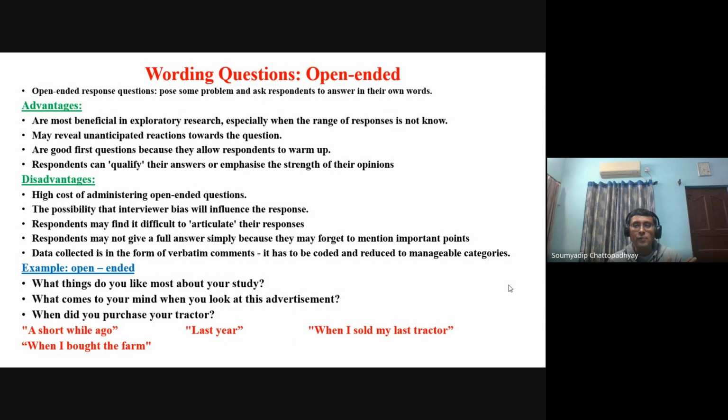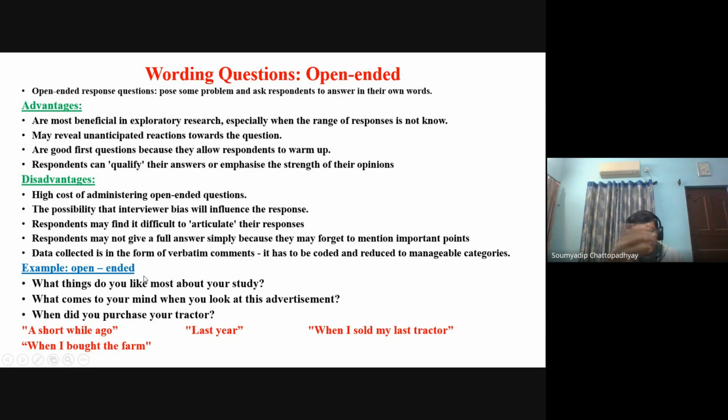Because at the end of the day, when we are inquiring about women empowerment, we have to think of certain specific aspects, certain specific indicators through which we can actually measure the empowerment of the women. So this is a very tough, very difficult task.